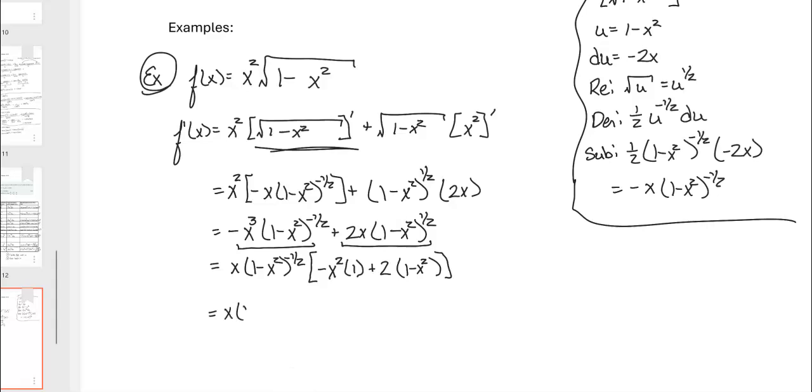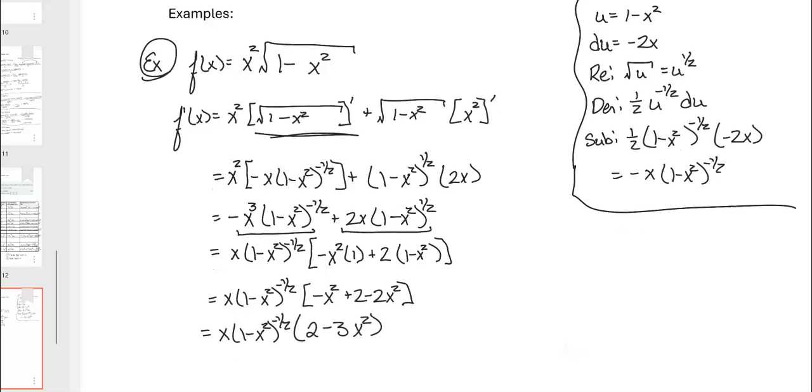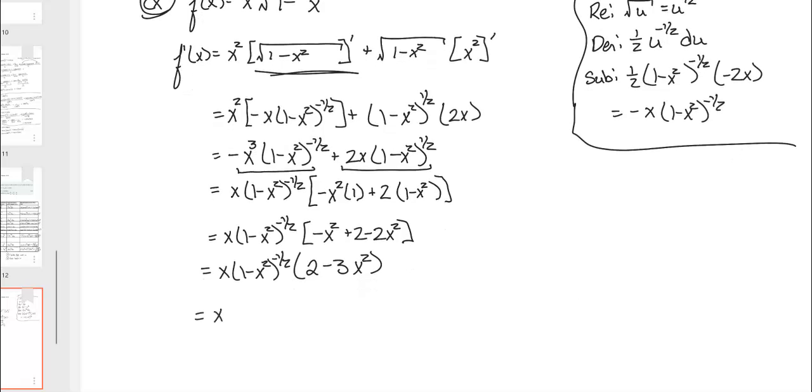So I'm going to have x times 1 minus x squared to the negative 1/2. And I'm going to clean this up. This is negative x squared plus 2 minus 2x squared. So I have x times 1 minus x squared to the negative 1/2 times 2 minus 3x squared. We could leave it that way, or we could rewrite this by moving that 1 minus x squared to the negative 1/2 to the bottom to make that a positive exponent. And I'm just going to rewrite that as a square root.